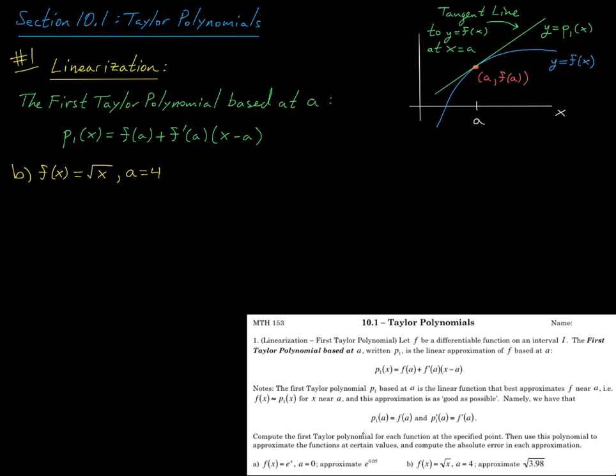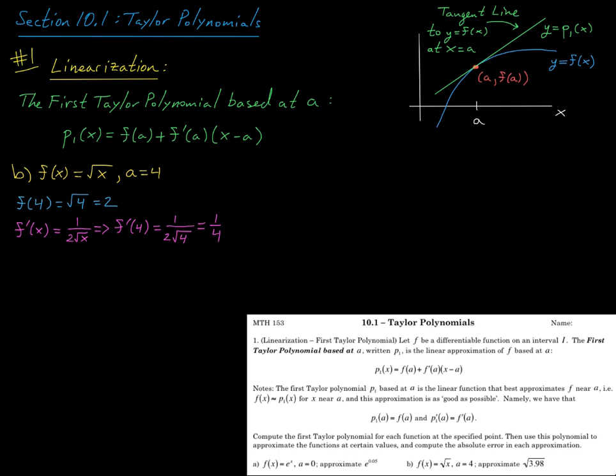Same idea here. So we're looking at f of x, which is the square root of x, and now a is equal to 4. And then we're going to approximate the square root of 3.98. Just as we saw in part A, I'm going to first look at f of 4, which is right here. And that's just the root of 4, which is 2. And then we want f prime of 4. So f prime of x is 1 over 2 root x. If I plug in 4, I'm going to get 1 over 2 times the root of 4. Well, that's 1 over 2 times 2.